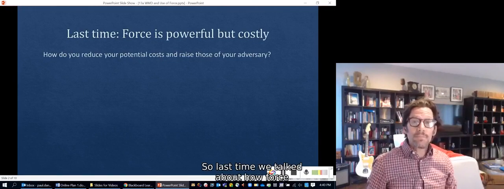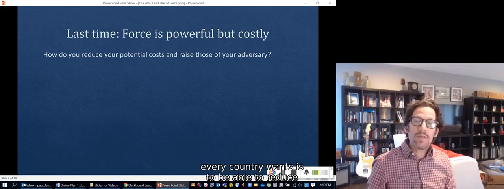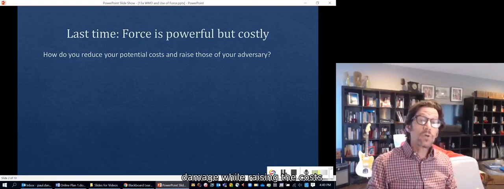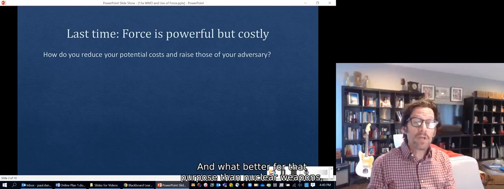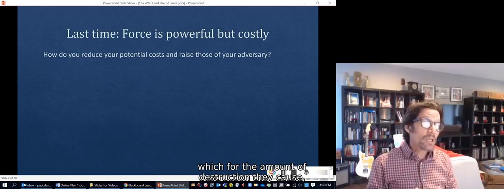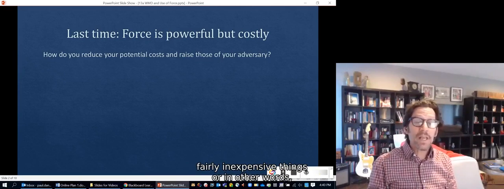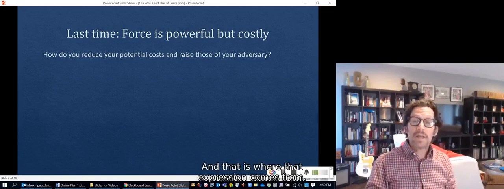So last time we talked about how force is powerful but costly. And so one of the strategic questions every country wants is to be able to reduce the cost to you to prepare and inflict damage while raising the cost that you can impose on your adversary. And what better for that purpose than nuclear weapons, which for the amount of destruction they cause, and especially for the amount of fear they cause, are fairly inexpensive things. Or in other words, lots of bang for the buck. And that is where that expression comes from.